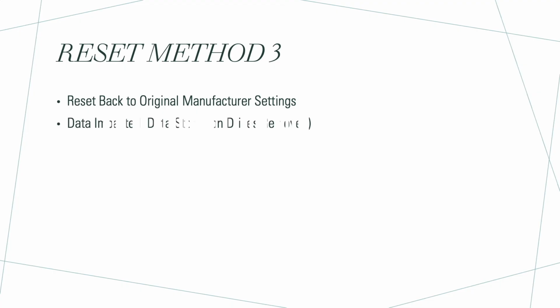The third reset method is a complete factory reset, which sets your Synology NAS back to its original manufacturer settings and completely removes the data from your drives. This is the reset method you should use if you plan to give away your NAS, particularly if you plan to include the hard drives.